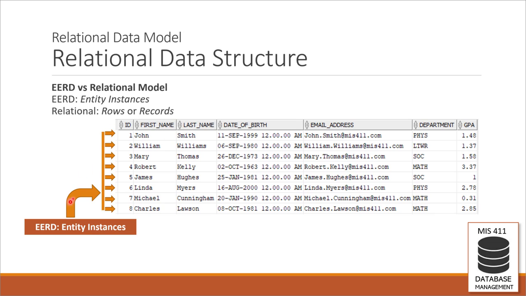Likewise, in EERD, as I mentioned, we have entity instances. Each of these would be an entity instance. These are the examples you did in the phase 2 deliverable, where you came up with some sample data for each entity. Each one of those was an entity instance, John Smith, etc. And in the relational model, we'll call them rows or records. Okay. So it's a change in terminology. There are also some technical changes as well, but really just understanding where we're coming from to where we're going.